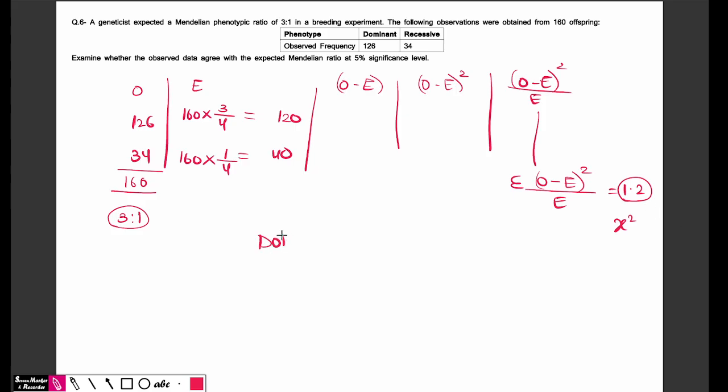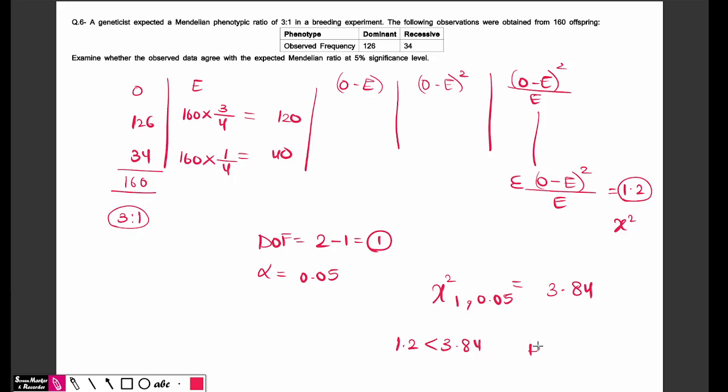Now we will see from the table. First of all, we should know the degree of freedom. Because there are two sets given here, it is 2 minus 1, that is 1, and the alpha is 0.05. So the chi-square value for the degree of freedom 1 at 0.05 level of significance from the chi-square table comes out to be 3.84. And since your calculated value is smaller than 3.84, you will be accepting your null hypothesis.